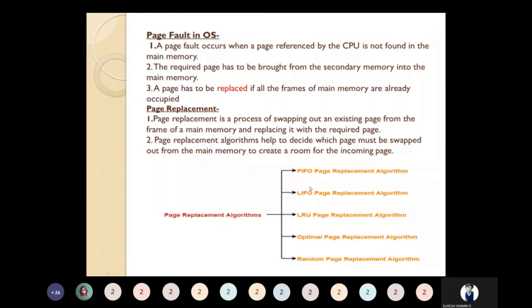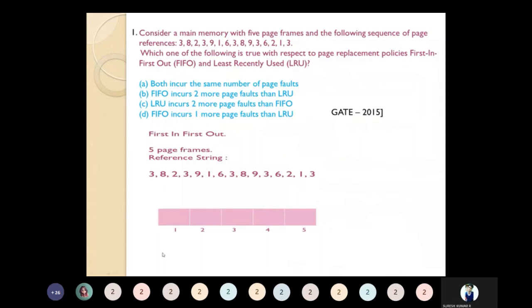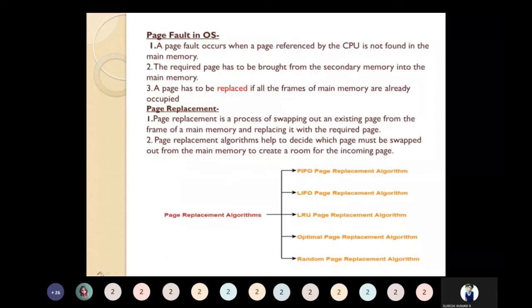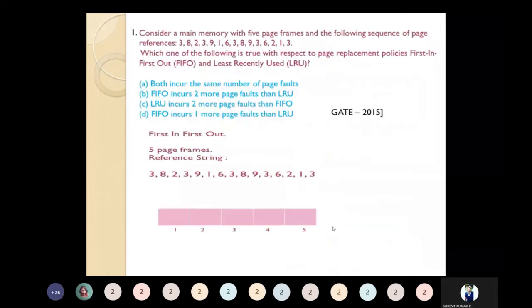The frequently asked questions are from FIFO, LRU, and optimal. These are the 3 techniques. Problem-oriented and MCQ questions are mostly asked from this topic and these techniques. So first we have to read the question.